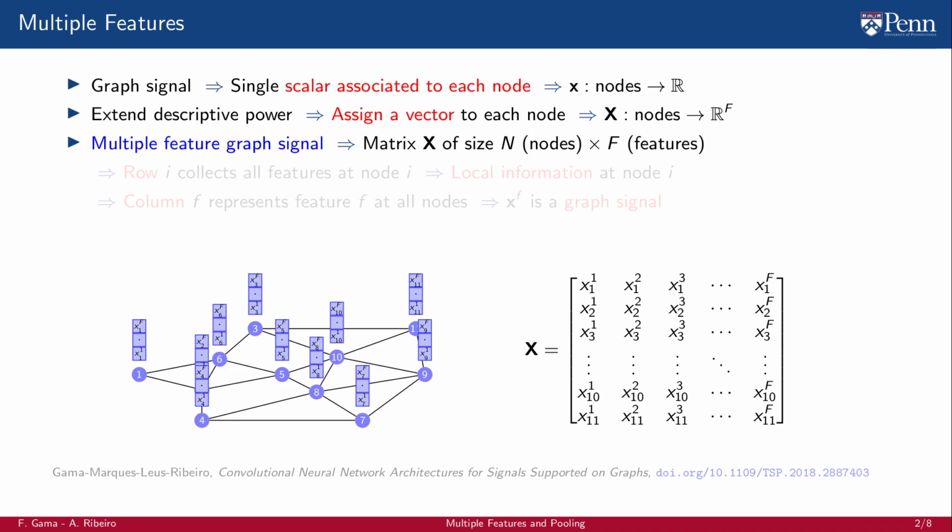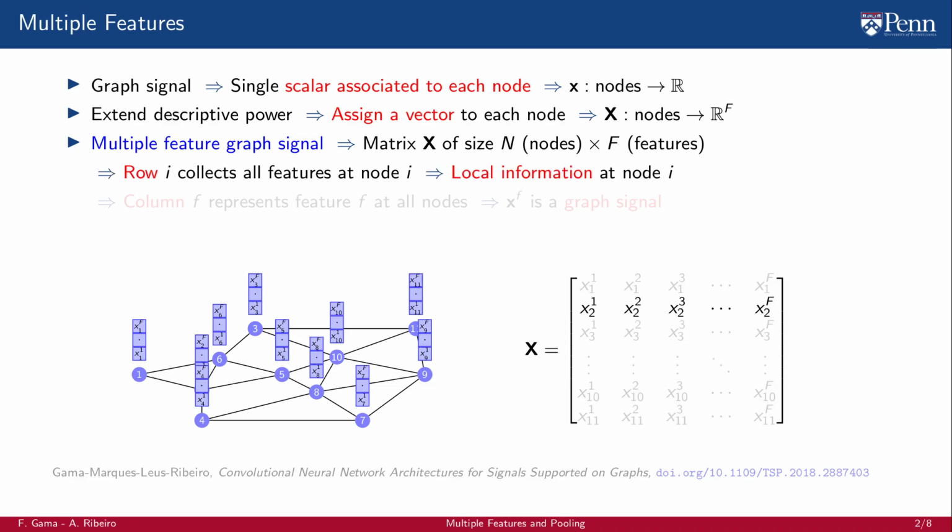This is how we define a multiple feature graph signal as a matrix X of size n, the number of nodes, times f, the number of features. It is important to know that row i of this matrix collects all f features at node i, and that this represents the information available at that node that can be accessed with no need of neighborhood exchanges. Column f, on the other hand, represents feature f collected across all nodes. This implies that each column x superscript f is a scalar graph signal, the same ones that we have been manipulating so far.